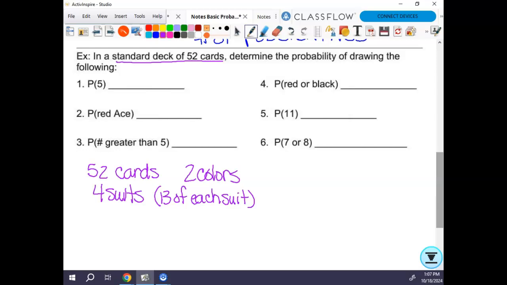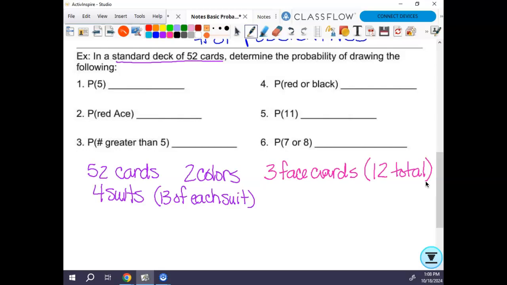So we've got 52 cards, 2 colors, 4 suits, 13 of each suit, and 3 face cards per suit, so that's really 12 total face cards. Okay, does all that make sense? We all know that, right? Should have maybe brought a big deck of cards or something. Okay, so how many 7s are in the deck? 4, right? Because there's 4 suits, so there's one 7 in each suit.